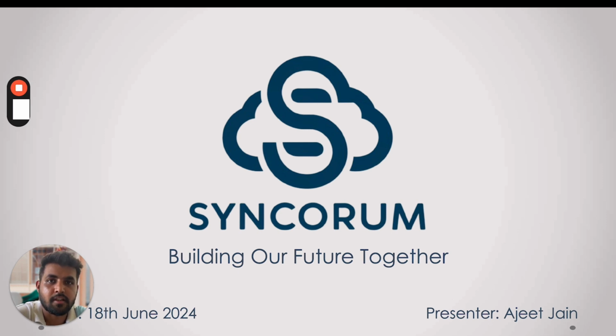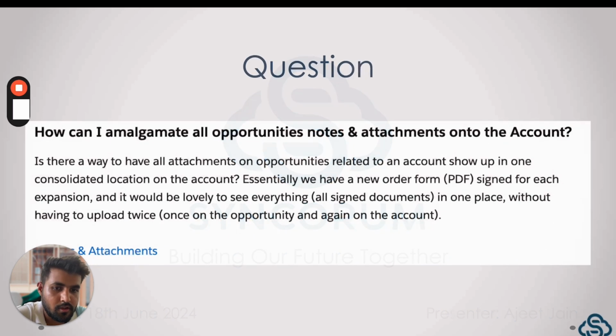So today we'll be discussing a question posted in the Trailblazer community. As per the user, they want to see all the attachments on opportunities related to an account. To simplify this question, they want to have a component on the account page layout or the record page where they can see the files that are related to all its child opportunities. This is a common scenario where users want to display the grandchild records on the parent record. So let's dive into it and see how it works.